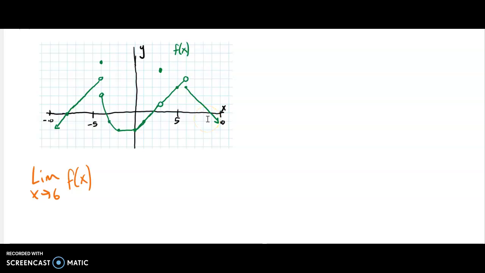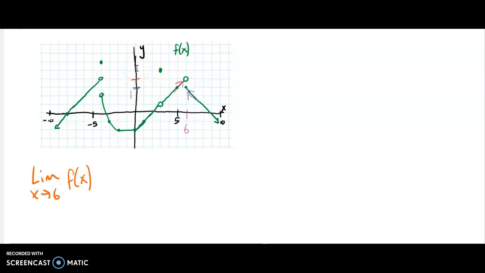What I want you to see is that this is 6 right here. If I come in from the left, we go to this height. And if I come in from the right at x equals 6, then I go to this height. So I have two conflicting answers, right? The limit as x goes to 6. Is it 4, the pink one, or is it 3, the purple one?